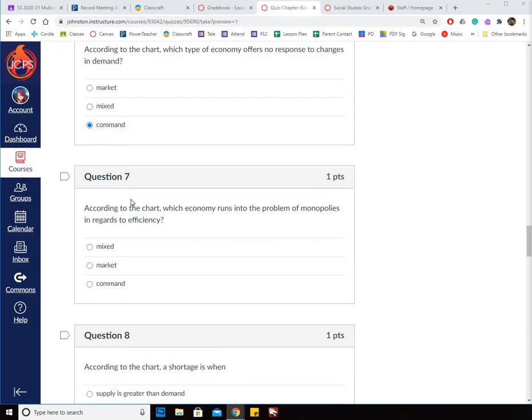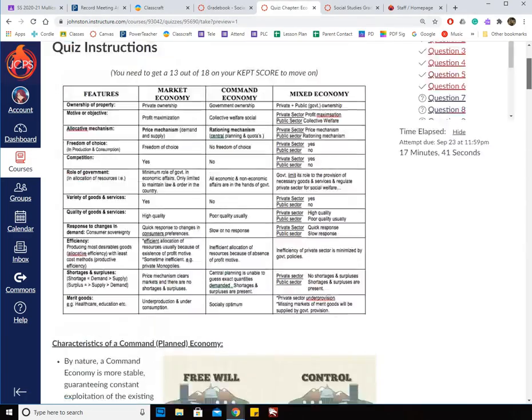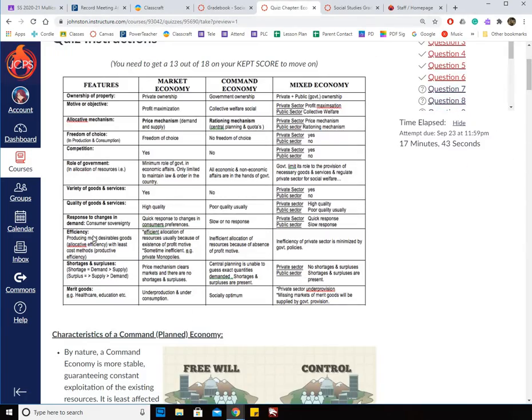Goodness, I asked a lot of questions about this chart. According to the chart, which economy runs into problems of monopolies in regards to efficiency? Alright, so here we've got efficiency, producing most desirable goods, allocative efficiency with the least cost methods, productive efficiency. Efficient allocation of resources, usually because of existence of profit motive, sometimes inefficient because of private monopoly. So it's going to be market.